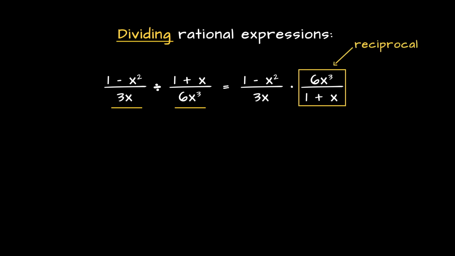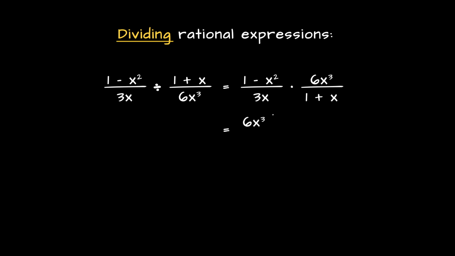So notice that in turning this division problem into a multiplication problem, I really have just multiplied by the reciprocal of 1 plus x over 6x cubed. And I can now proceed just by multiplying the numerators and denominators together. So this is going to give us 6x cubed times 1 minus x squared divided by 3x times 1 plus x.